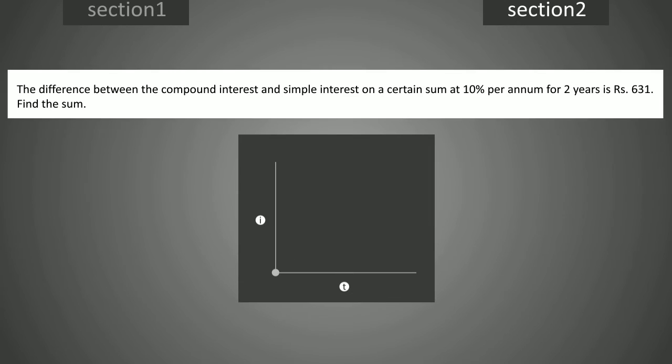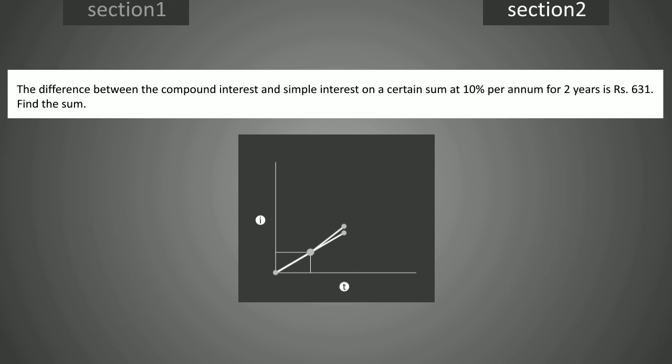Problem 2. The difference between the compound interest and simple interest on a certain sum at 10% per annum for 2 years is rupees 631. Find the sum. Step 1. Laying out the picture. So there is an interest rate of 10% per annum, which under simple interest for 2 years amounts to something, and under compound interest with the same interest rate and duration, it amounts to another thing, and the difference between them is given as 631 rupees.